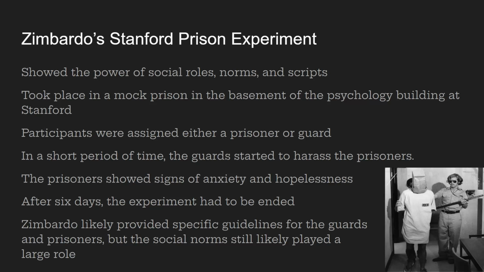Zimbardo's Stanford Prison Experiment showed the power of social roles, norms, and scripts. It took place in a mock prison in the basement of a psychology building at Stanford. The participants were assigned a role of either prisoner or guard, and in a short period of time, the guards started to harass the prisoners just because of their role. Then the prisoners showed signs of anxiety and hopelessness because the guards were harassing them.